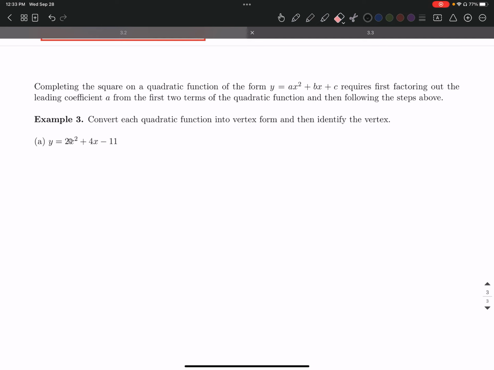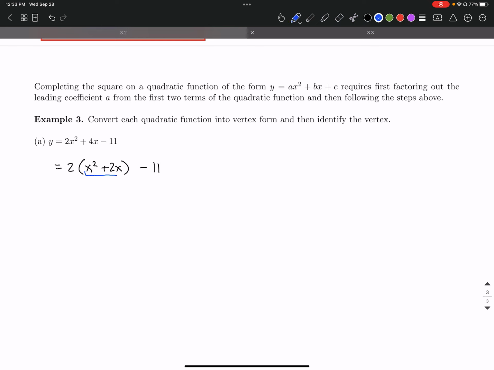Notice here that this is not in the form x squared plus bx plus c due to the 2 in front of the x squared. This tip says factor the 2 out of the first two terms. So I'm going to take 2 out of 2x squared plus 4x. What do I need to multiply 2 by to get 2x squared? That would be x squared. What do I have to multiply 2 by to get 4x? That would be positive 2x. And so factoring that out of the first two terms will look like this.